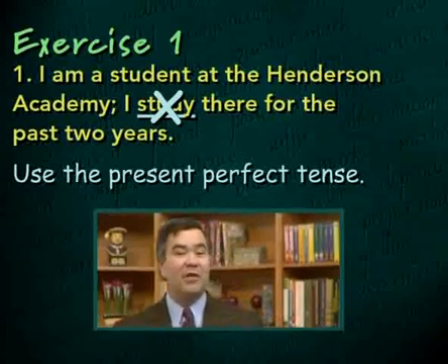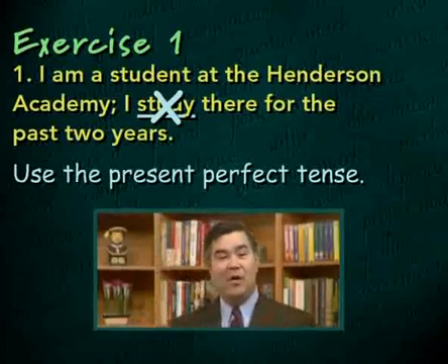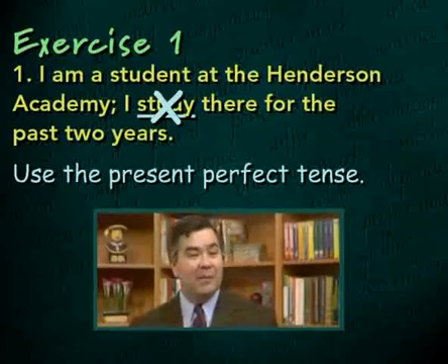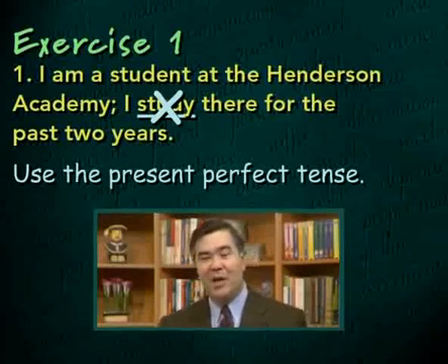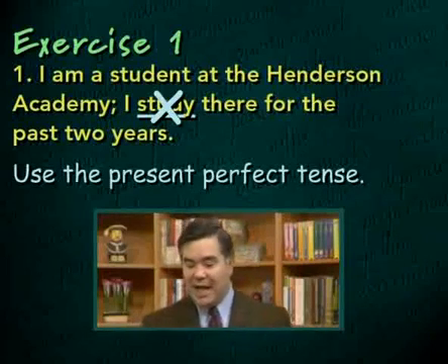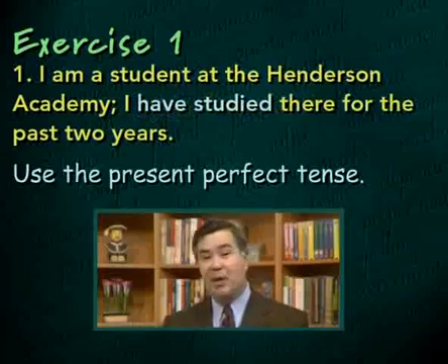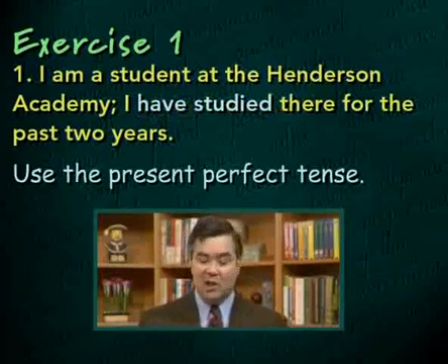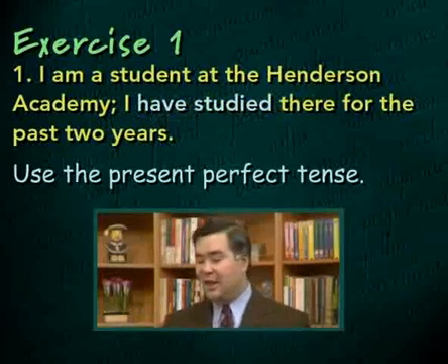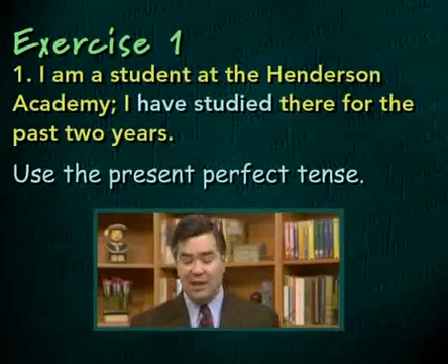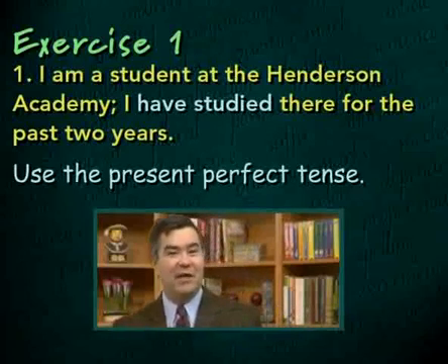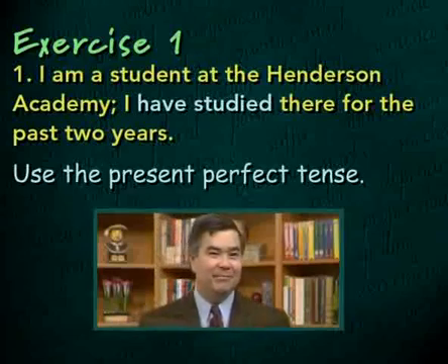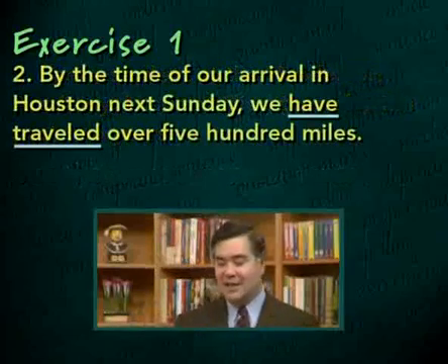And the present perfect tense, you'll recall, is formed by using the past participle and preceding it with the present tense of the verb to have. The correct form for this verb then would be have studied. That would be the present perfect tense, and the sentence would then read, I am a student at the Henderson Academy. I have studied there for the past 2 years. And now the proper sequence of events is perfectly clear. Let's take a look at the next example.